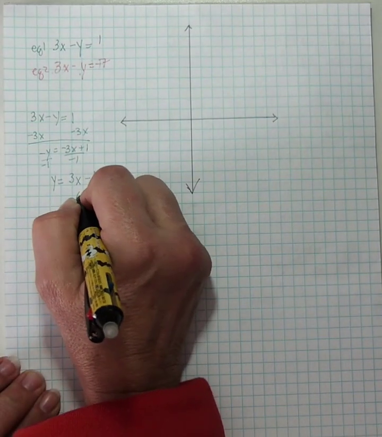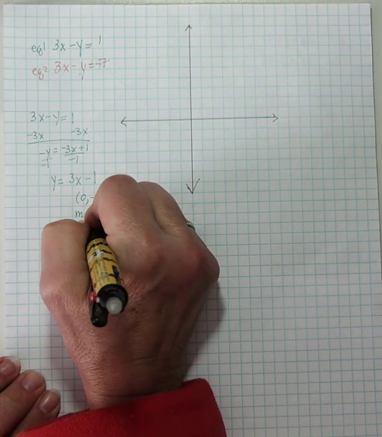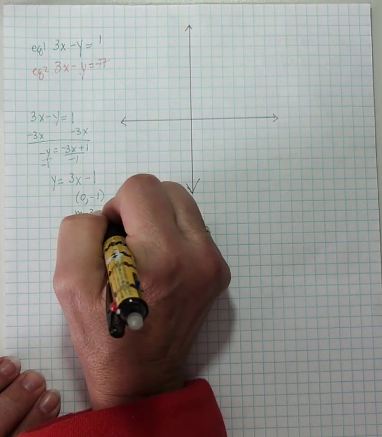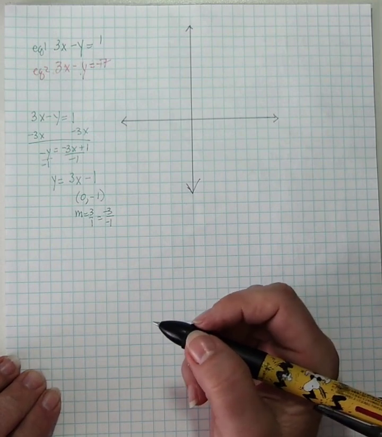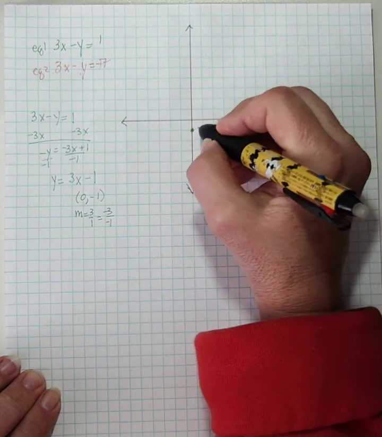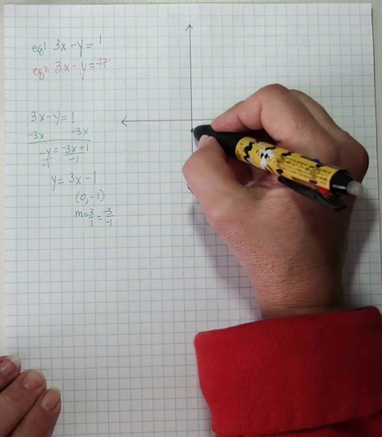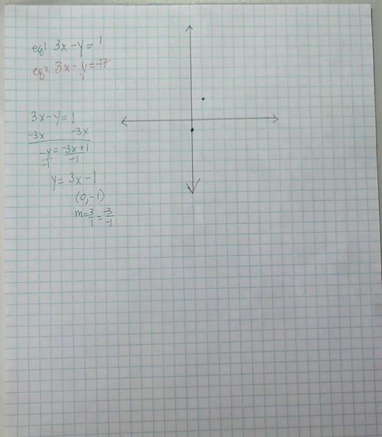My y-intercept, 0, negative 1. My slope, 3 over 1, or I could think of it as negative 3 over negative 1. So I'm going to first graph my y-intercept, 0, negative 1, and then I'm going to use the slope. Up 3, 1, 2, 3 over 1. And now I can draw in my line.